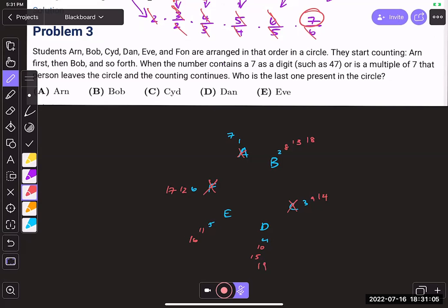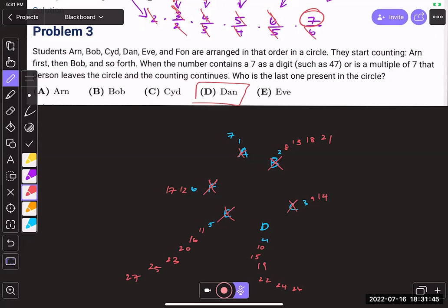So 18, 19, 20, 21, B is out, and then 22, 23, 24, 25, 26, 27. So E is out. The answer is D, Dan. That's pretty much the easiest way to do this. I promise you the easiest way is just to draw a circle with the letters A through F, write them out one by one, cross them off one by one, and you're left with Dan.